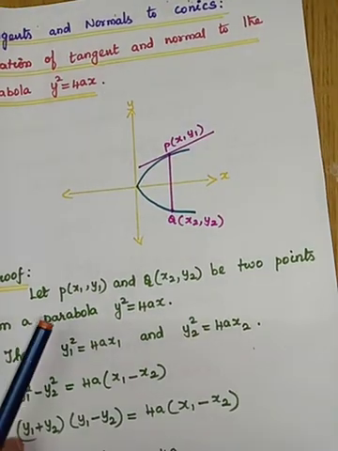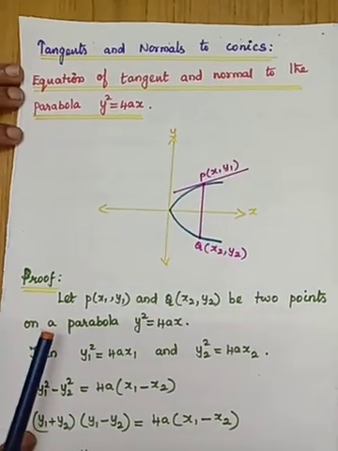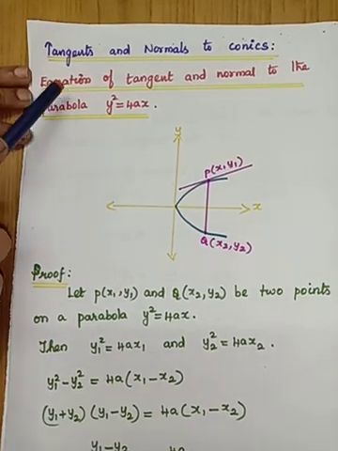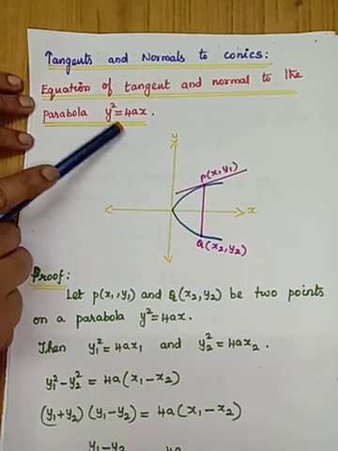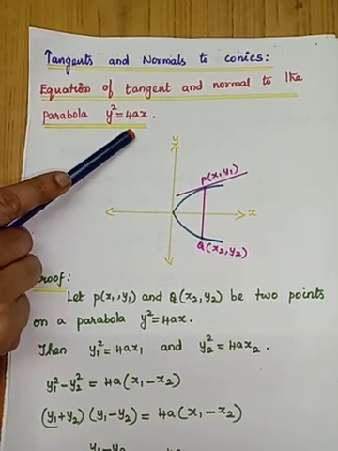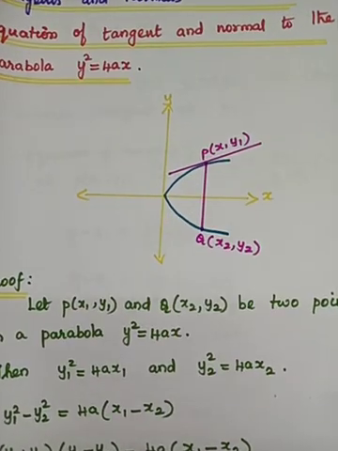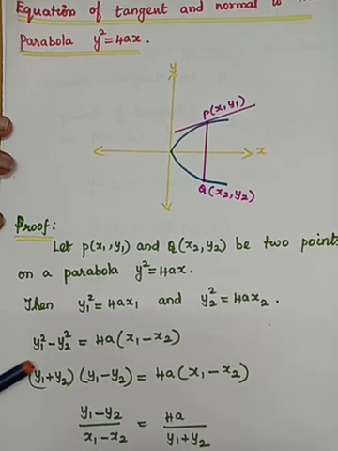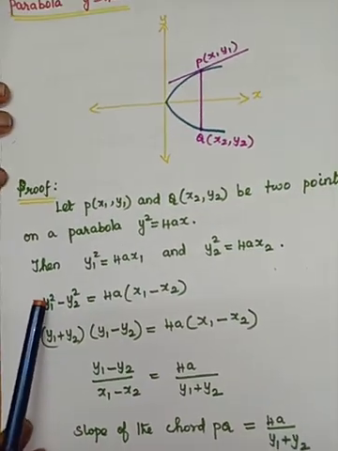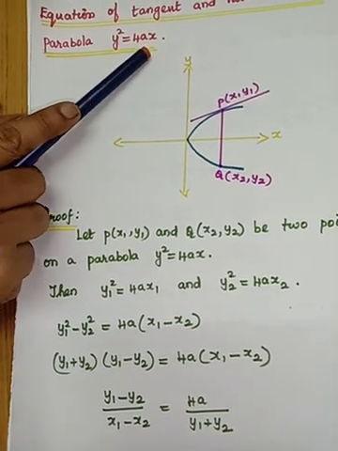Next topic, we are coming to the tangents and normals to the conics. First, we are going to find the equation of the tangent and normal to the parabola y squared is equal to 4ax in Cartesian form. Then we will find them in parametric form. Now let us see the equation of the tangent in Cartesian form. The parabola equation is y squared is equal to 4ax.